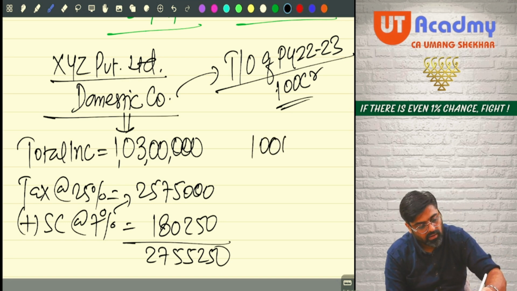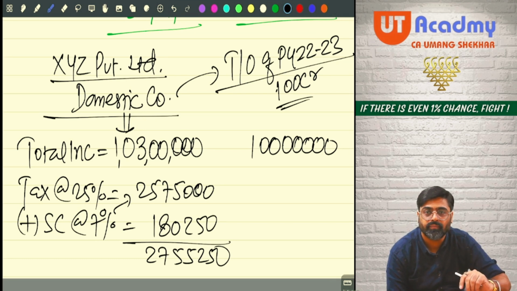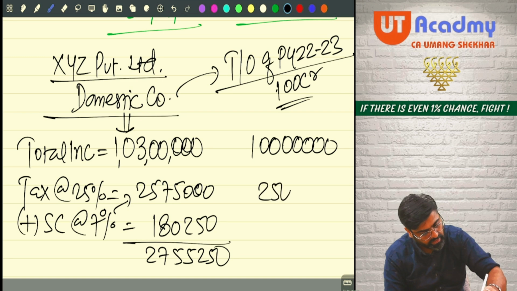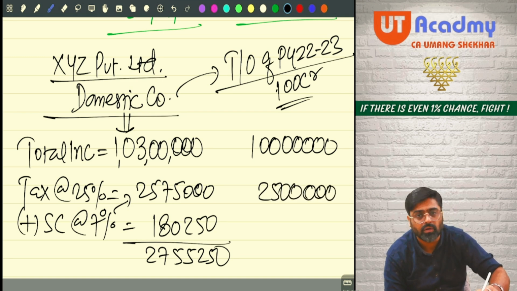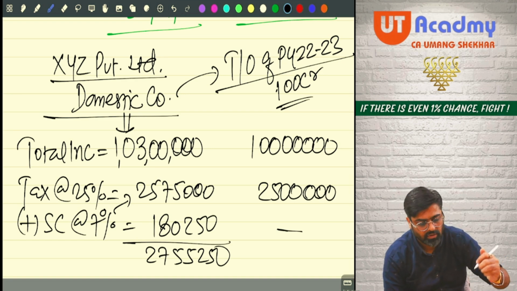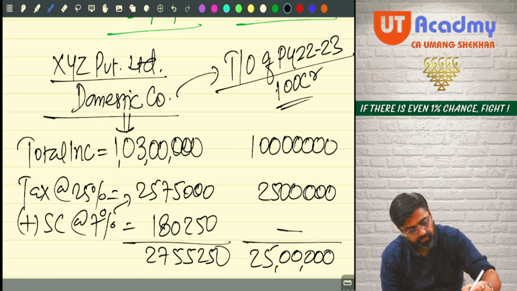If the total income was only 1 crore, the company would have paid tax at 25%, and that tax would have been 25 lakhs only. Yes or no? Would the company have paid any surcharge? No. Because till 1 crore, there is no surcharge for the companies. Now, can you calculate 25 lakhs? Yes.